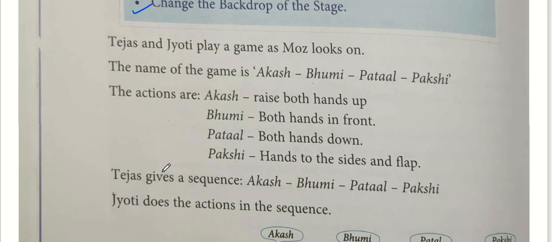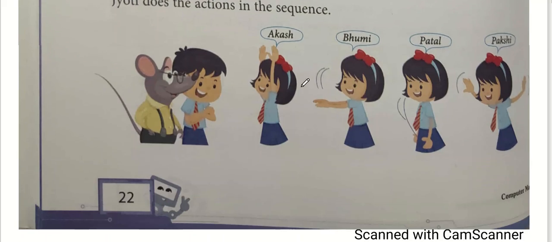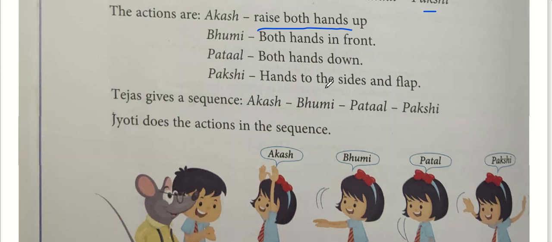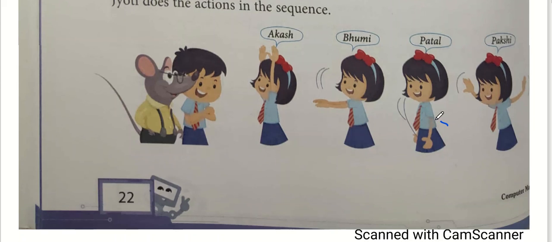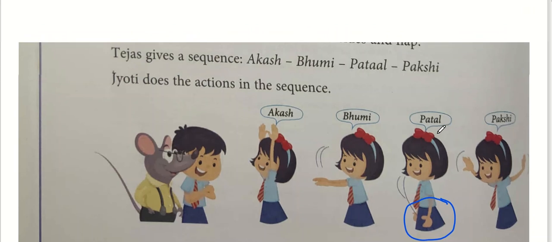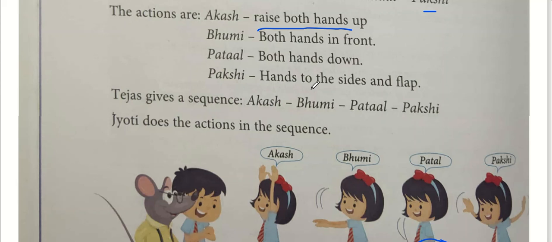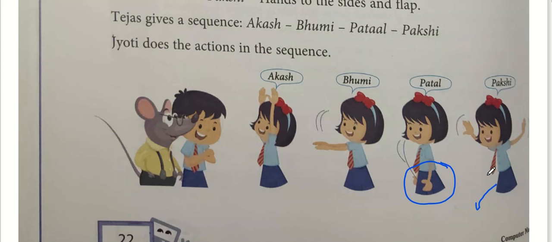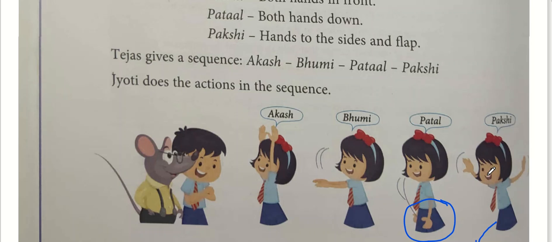Tejas and Jyoti play a game as Moz looks on. The name of the game is Akash, Bhumi, Patal and Pakshi. The actions are: Akash means raise both hands up. Now this is the Akash pose. Next, Patal, when both hands are down. This is the Patal pose when both hands are down. Then Pakshi, hands to sides flap. This is the Pakshi pose where Jyoti has her hands on both sides and she is flapping them.